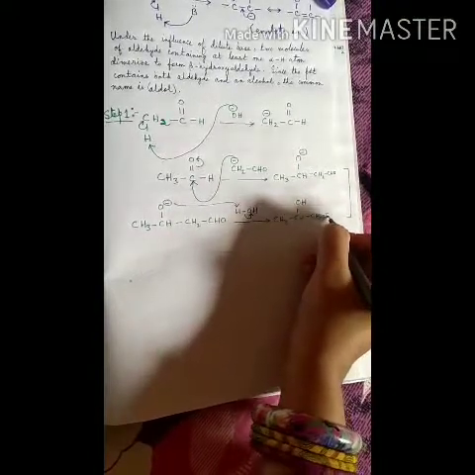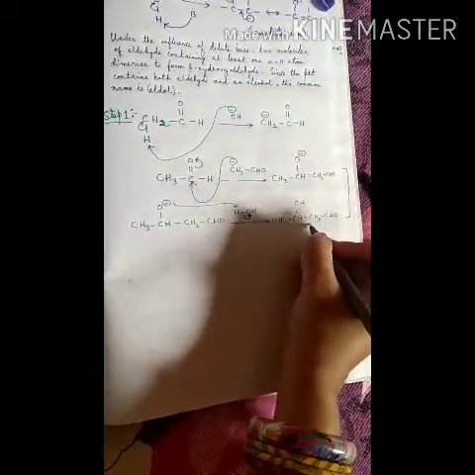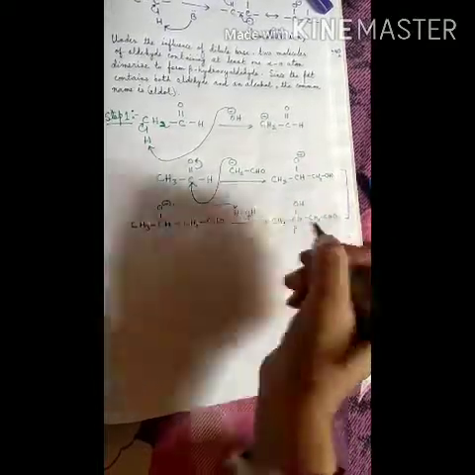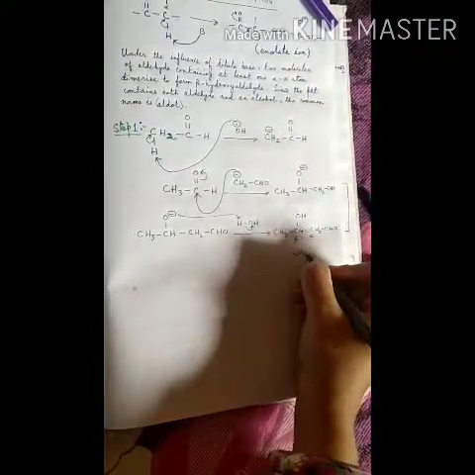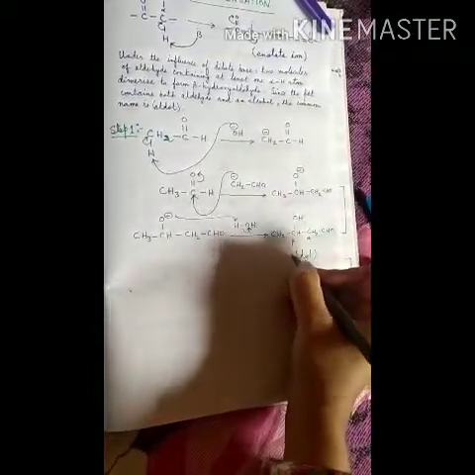So here the beta carbon is which one? This is alpha, this is beta. So in the beta position there is an OH group, and what happens? We got the aldol here, and this is known as aldol, the condensation product of two aldehyde molecules.